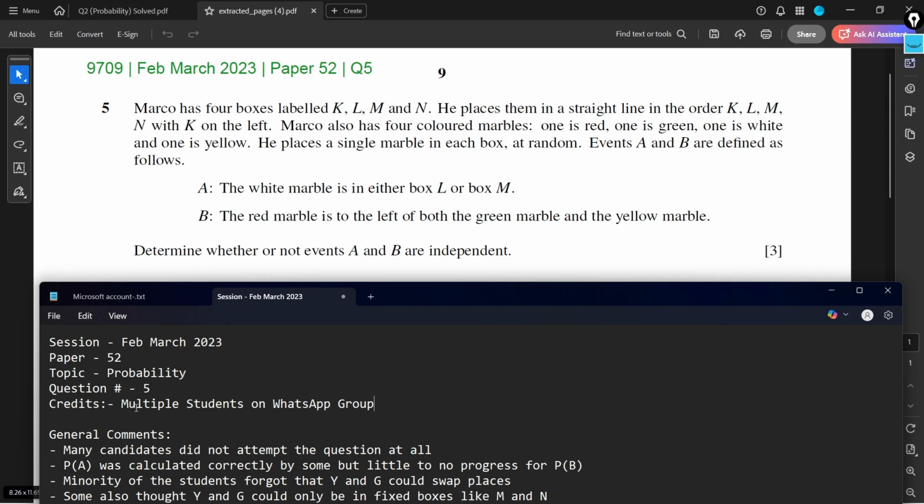Hi everyone. In this video, I'm going to share with you all a very unique and interesting question where we had to determine for the given two events A and B if they are independent or not. And this question was suggested by a lot of students on our WhatsApp group, and that is why I'm creating the video for the same.